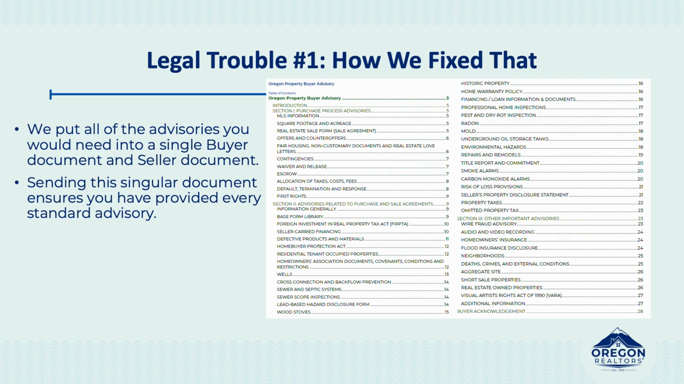It's all in one place. Now we understand that creates a very large document, but by sending that one document, you have ensured that you have sent every advisory. It ensures that you are not accidentally leaving out information about cross connections. It doesn't mean that you're going to accidentally leave out information about love letters. You have already provided all of that information with a single email.